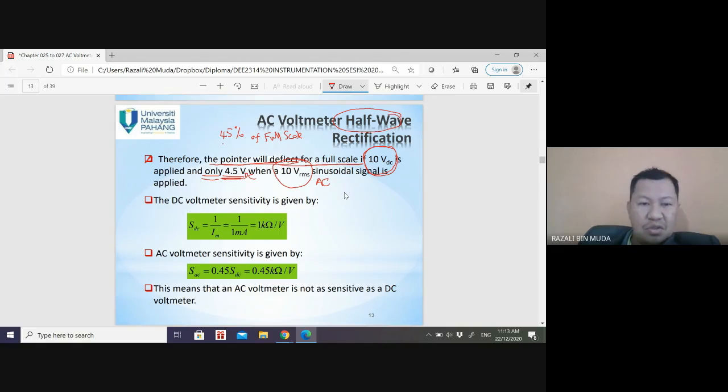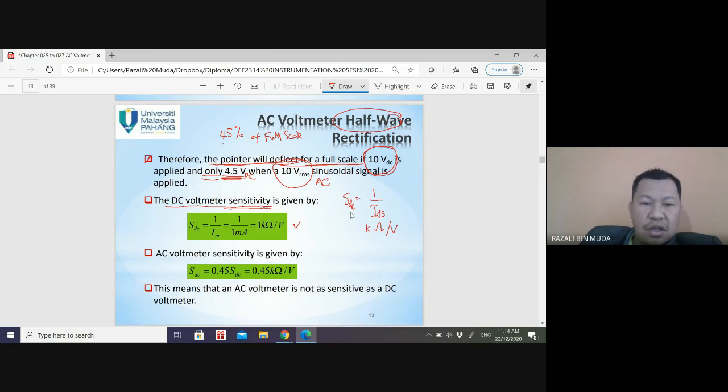Okay, so from that, the DC voltmeter sensitivity. We have discussed this: S equal to 1 over I full scale, right? You still remember this equation? The unit is kilo ohm per volt. This is the DC sensitivity, SDC, which is 1 over I full scale.